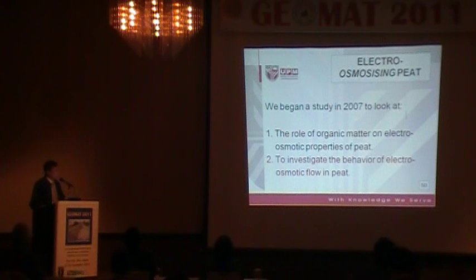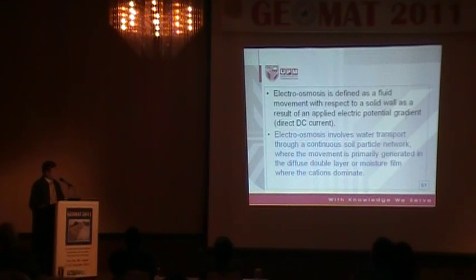And in 2007, we began to look at another technique which is called electroosmosis. Basically, we're interested to know what the role of organic matter is on the electroosmotic properties of peat, and to investigate the electroosmotic flow of peat. As we know, electroosmosis is defined as a fluid movement with respect to a solid wall as a result of an applied electrical potential gradient, that is, direct current. We have one cathode, one anode. So that's what electroosmosis is all about.